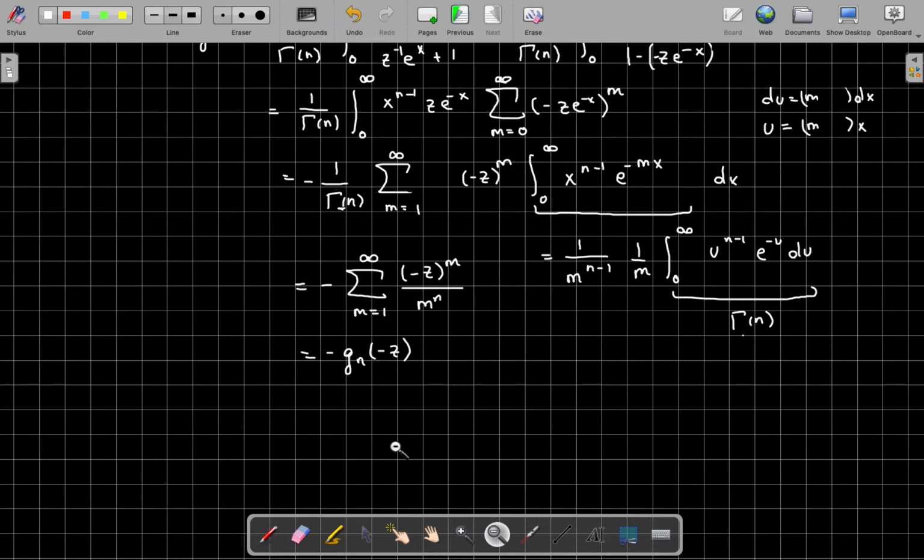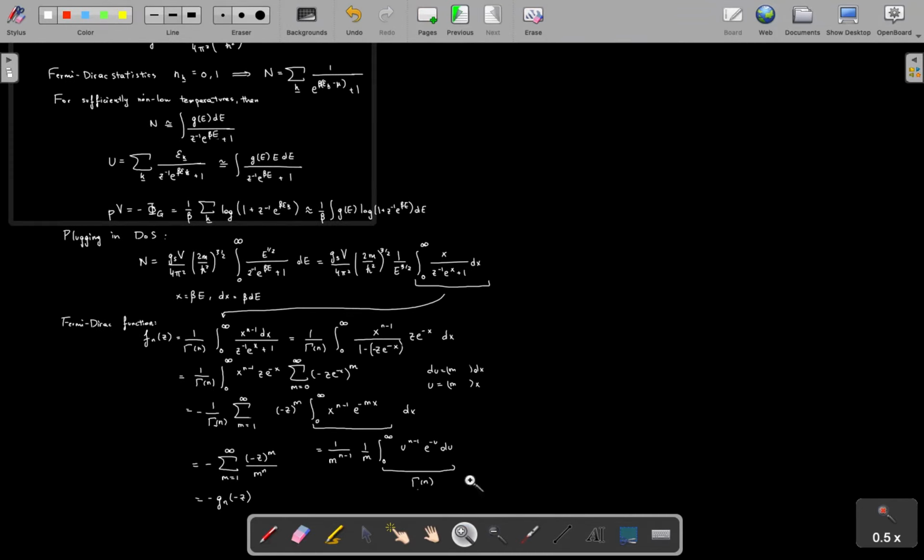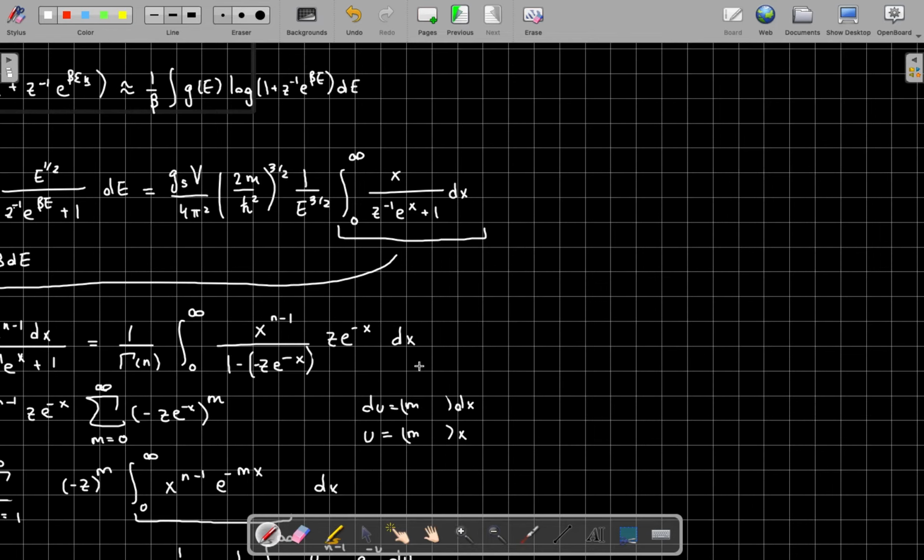So we've looked at these functions. Why? Because they popped up when calculating the average number of bosons, right? So going back to that calculation, so going back to this, I recognize that this is equal to gs v over 4 pi squared, 2m over h bar squared to the 3 halves.